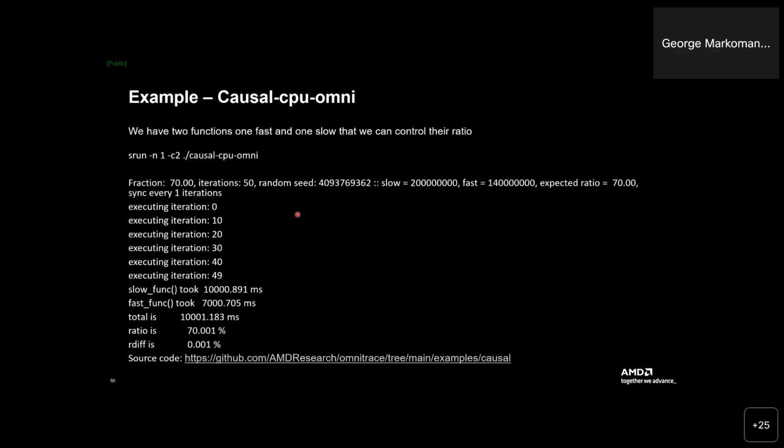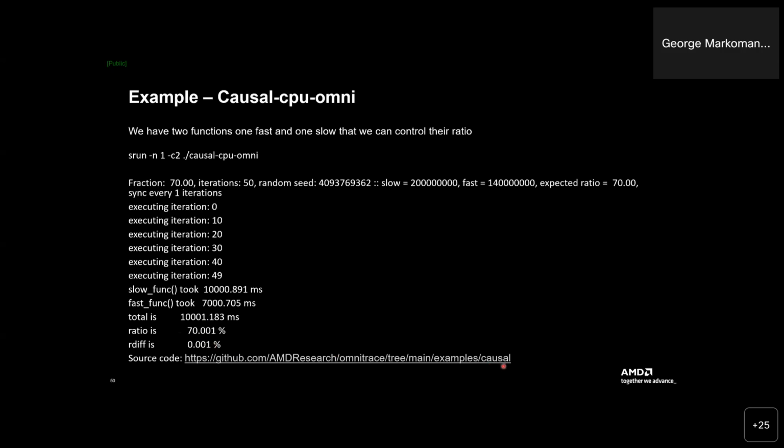So, for example, when I run it here for 2 threads, it says the fraction of fast to slow is 70%, how many iterations, and other stuff. And you can see that my slow function is 10,000 microseconds, and the fast is 7,000. This is 70%, right? It's 7,000. The total execution is this one, ratio, and RDIF is this one. The source code for this example is here.